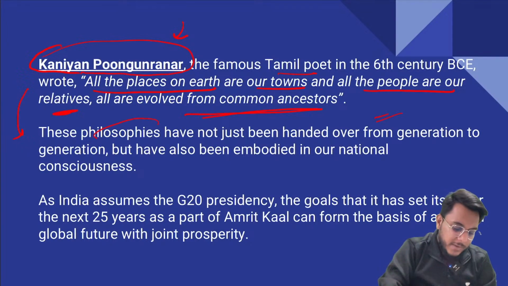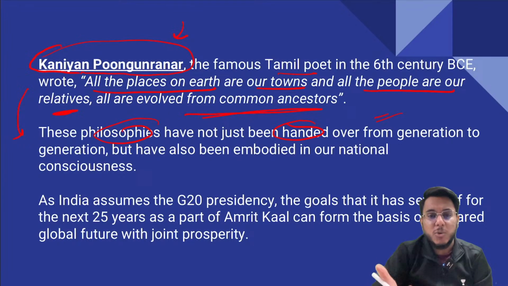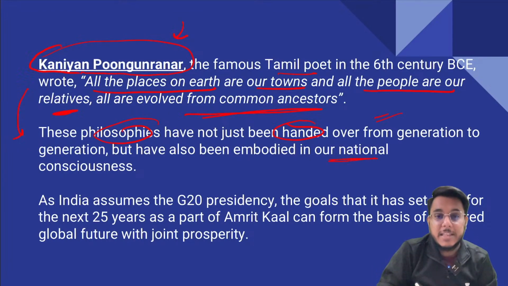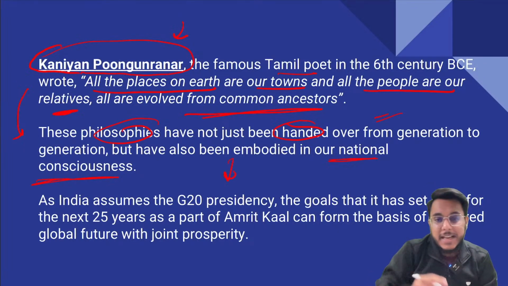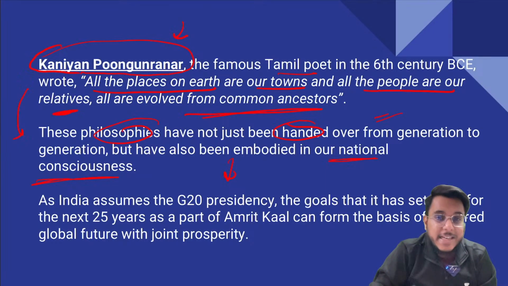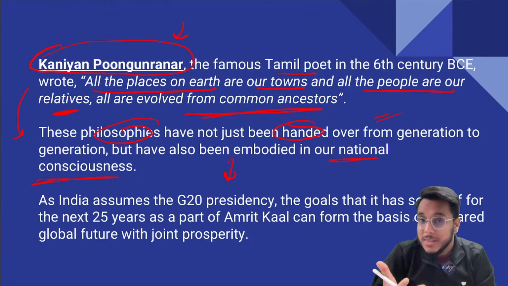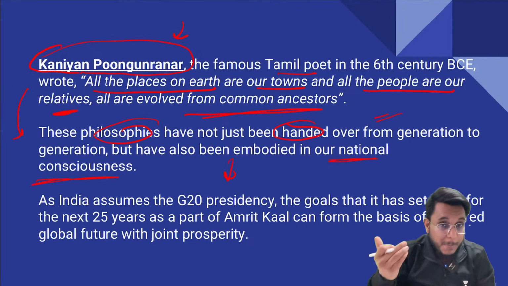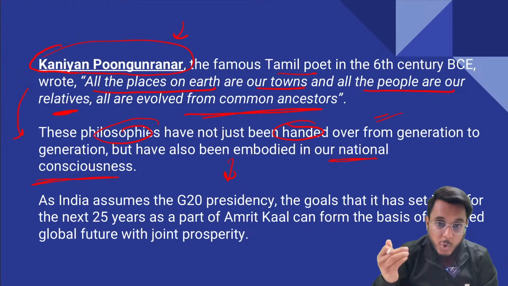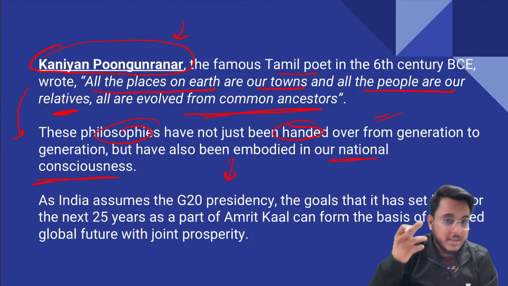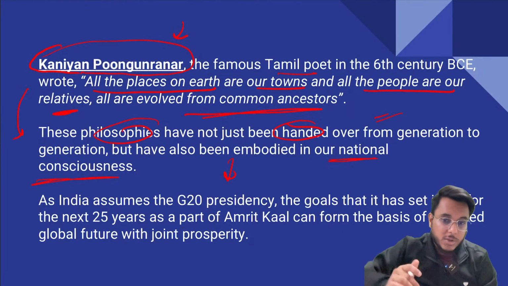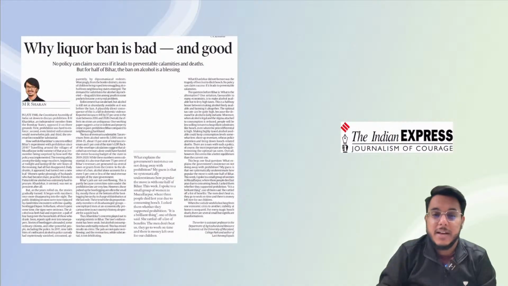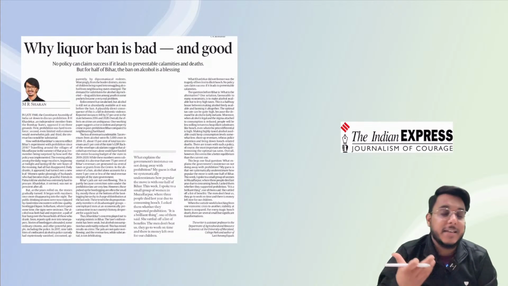Then at the same time, these philosophies have not just been handed down from generation to generation, but we have lived with these particular philosophies. They have become part of our national consciousness. Now, as India is assuming the G20 presidency, India needs to live by this kind of ideology, and we need to provide a hand to all the brothers and sisters who are suffering right now, be it the war-torn countries such as Ukraine, or Myanmar, where the military junta has taken over. So we need to focus on this, and in the Amrit Kaal, that is the next 25 years, global harmony needs to be focused on.